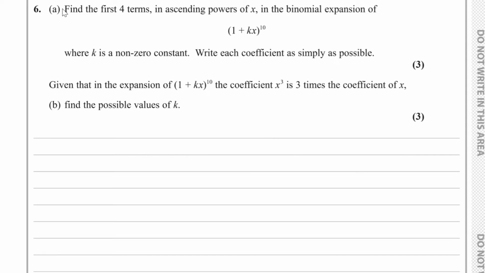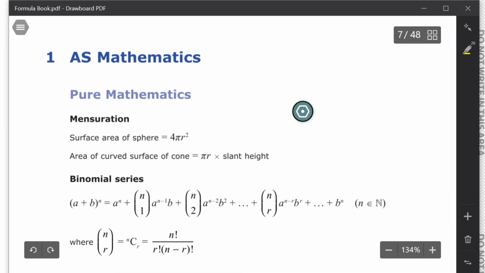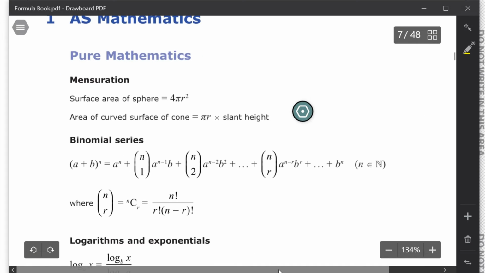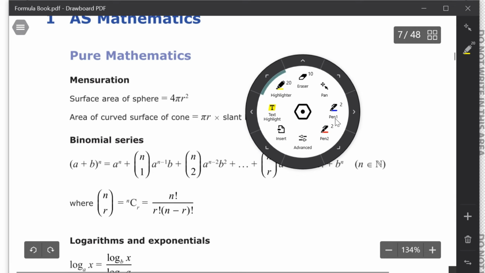Question number 6. For part A, we have to find the first 4 terms in ascending powers of x in the binomial expansion of 1 plus kx to the power of 10, where k is a non-zero constant, and we have to write each coefficient as simply as possible. And if you go to the formula book, the binomial expansion formula is given over here.